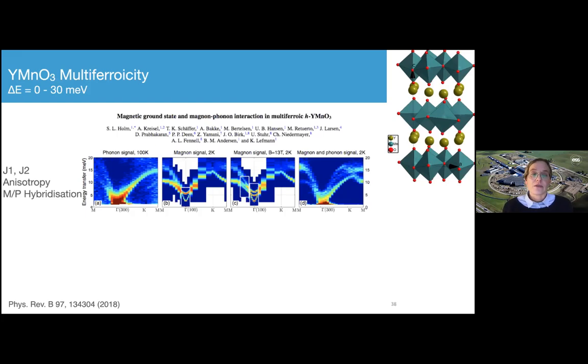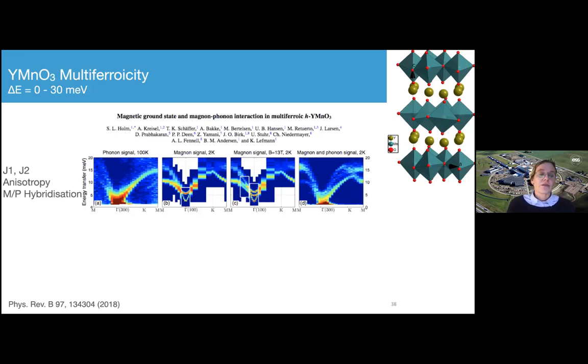different regions of reciprocal space. So here you have the crystal structure on the right, and we had a single crystal, so we're able to look at various regions of reciprocal space and use polarization analysis to extract the phonon signal here on the left and the magnon signal here in the second picture at 2 Kelvin below the transition temperature. And then the magnon and phonon signal together.